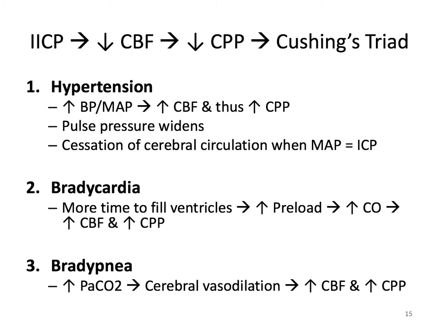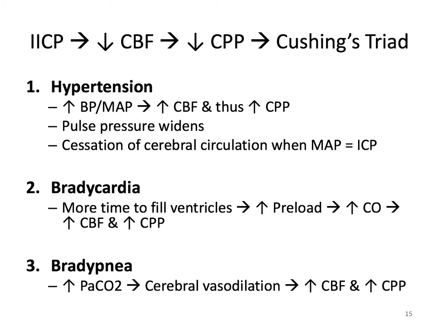Hypertension functions as a compensatory mechanism because an increase in blood pressure or mean arterial pressure results in an increase in cerebral blood flow and thus an increase in cerebral perfusion pressure. The pulse pressure here will widen. However, it's important to note that there's cessation of cerebral blood flow when the mean arterial pressure is equivalent to the intracranial pressure. Bradycardia is another compensatory mechanism.